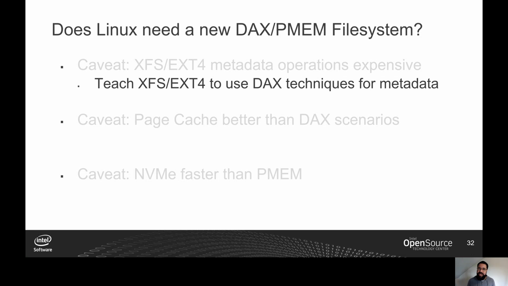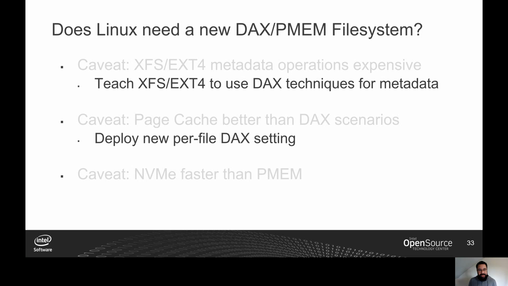And there are some proof of concept patches out there showing that we could do this for XFS. I don't know about ext4, but certainly for XFS we have some proof of concept patches to accelerate metadata operations. And so maybe that claws back some of that performance difference versus these native DAX file systems.